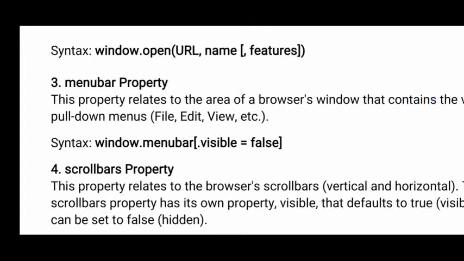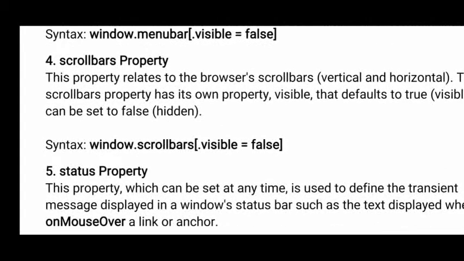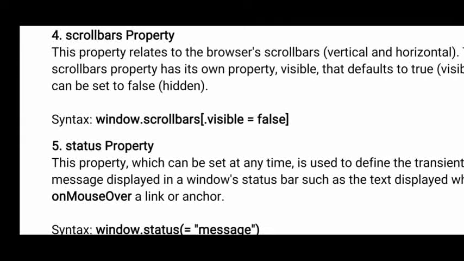Okay. Now the next one is the scroll bar. For example, if it is a browser window, you will get a scroll bar. If you want the scroll bar to be visible, then we'll give window dot scroll bar equals to visible equals to true.